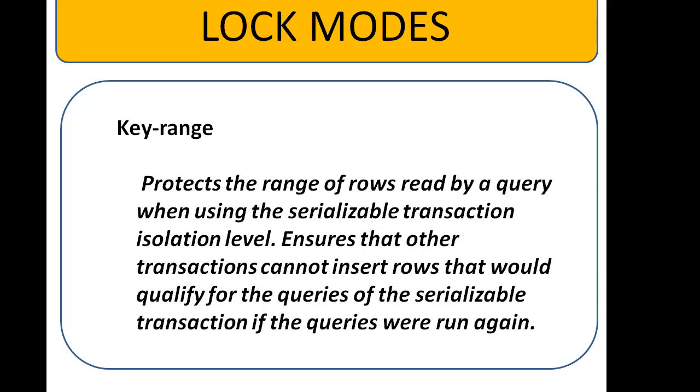The last one is key range, which protects the range of rows read by a query when using the serializable transaction isolation level. It ensures that other transactions cannot insert rows that would qualify for the queries of the serializable transaction if the queries were run again. So this is based on the range of rows to be updated in the serializable transaction level.